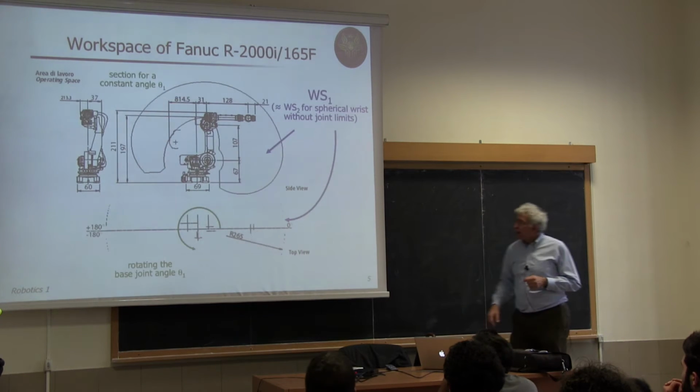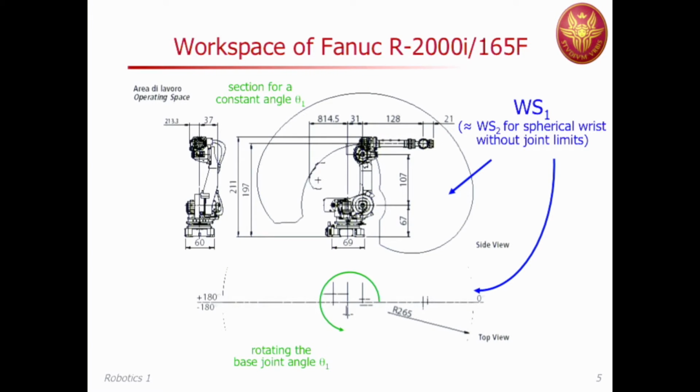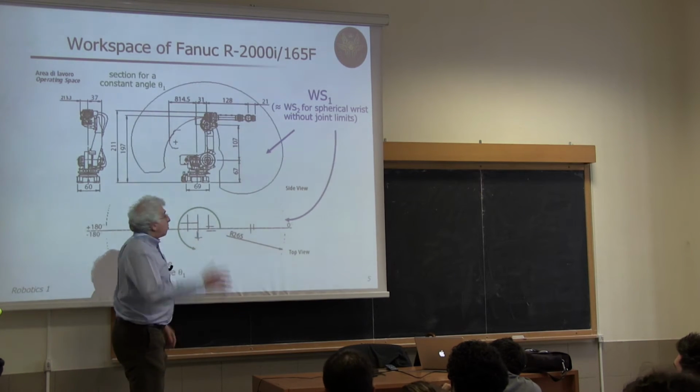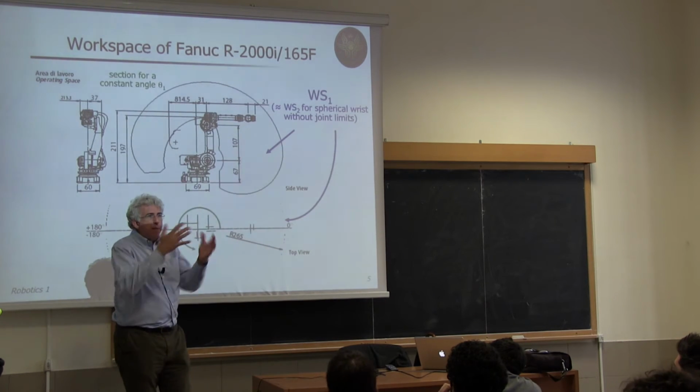For instance, here is what you typically find in the data sheet of a manipulator. And this, for the time being, let's consider to be the primary workspace. So we are only interested in the position of, let's say, the center of the wrist of this robot. By the way, this Fanuc, I think, has a spherical wrist, so we're interested in positioning of this point here.